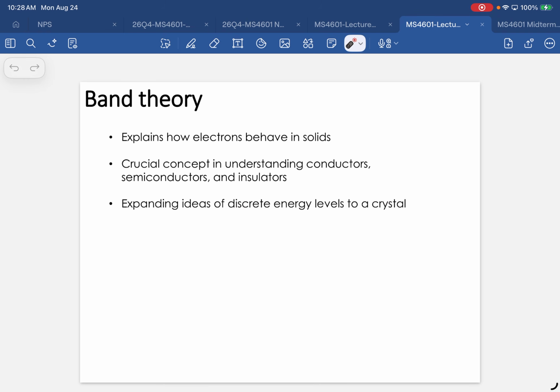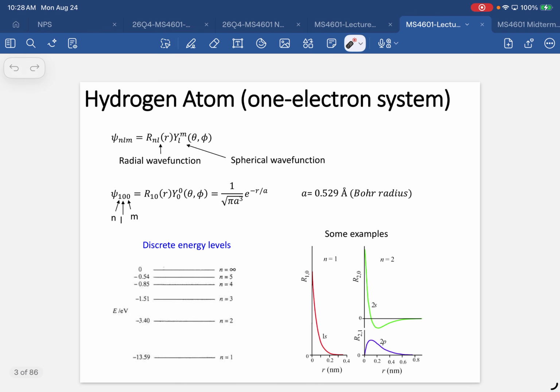Then we are going to talk about energy bands, and with that we are going to talk about some of the applications using this band theory concept. Let me quickly recap how a hydrogen atom behaves. Now we are again emphasizing the individual atom.